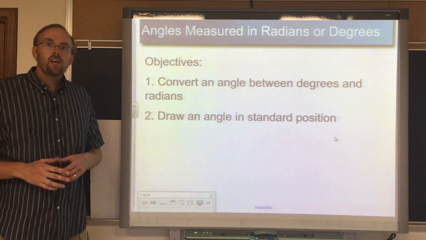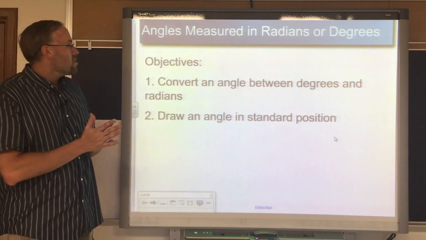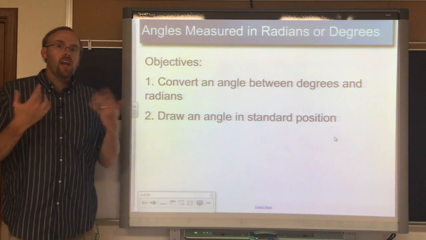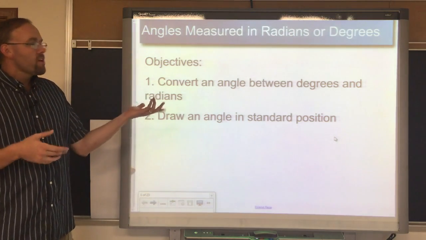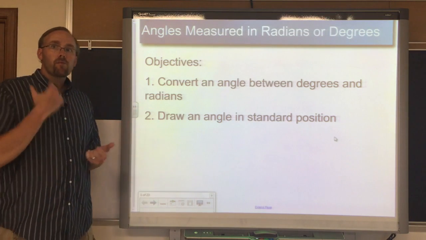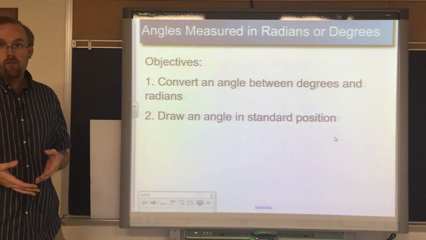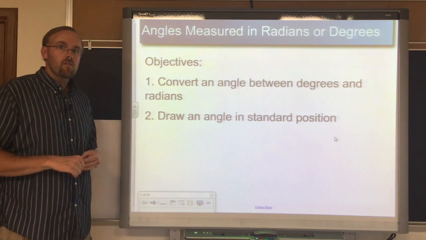Here we're going to be talking about angles in degrees and radians. The main ideas that we're going to cover are converting between angles that are in degrees and angles that are in radians. And secondly, we're going to be graphing both of these in what we call standard position, both in degrees and radians.